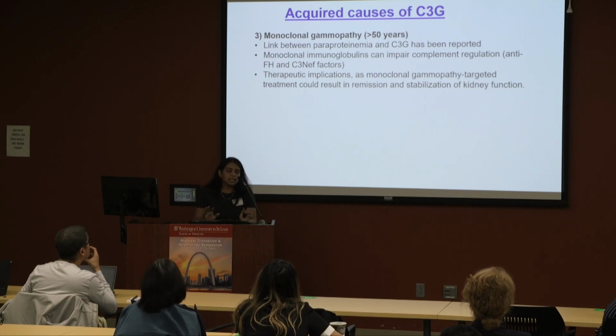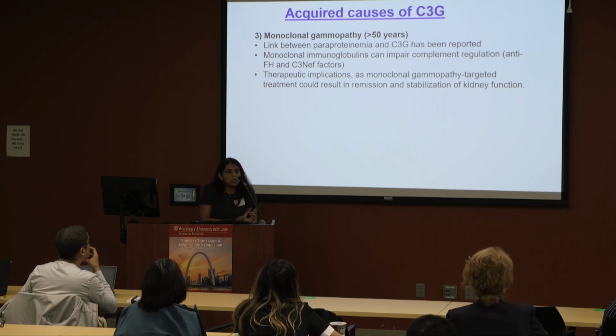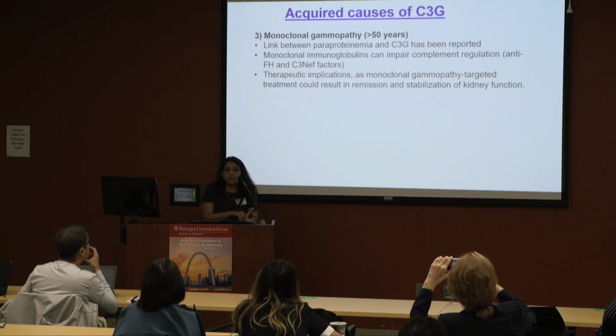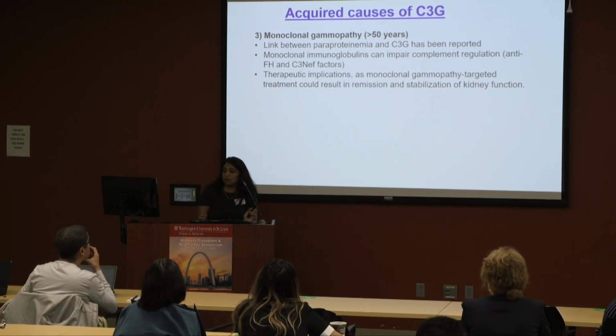It is speculated that these monoclonal proteins may function like autoantibodies, like factor H or nephritic factors, and that is how they impair complement regulation. And it is critical to identify these patients before transplant and treat the monoclonal gammopathy, because if not, these patients recur after a transplant very aggressively and very soon.